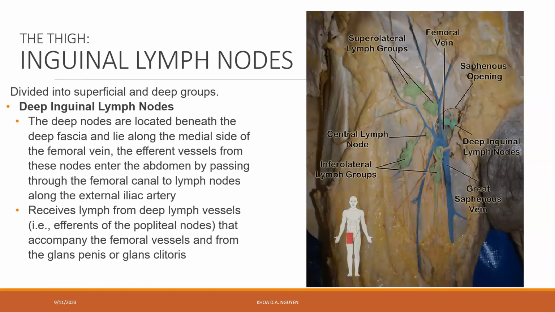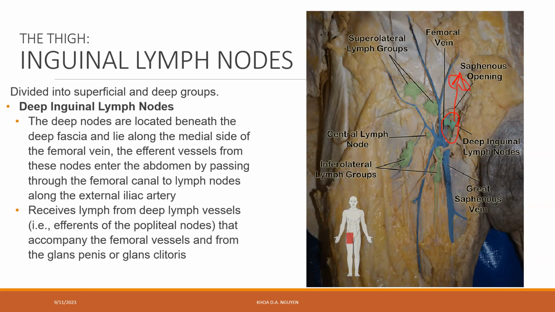Now, the deep inguinal lymph nodes are around here. The deep inguinal lymph nodes are located beneath the deep fascia and lie along the medial side of the femoral vein. The efferent vessels from these nodes enter the abdomen by passing through the femoral canal to lymph nodes along the external iliac artery. So they don't have anything to do with the superficial lymph nodes at all, because they lie one layer deeper and they pass through where? Remember the femoral ring that we have talked about? They pass through the femoral ring right here, and then they pass into the abdomen.